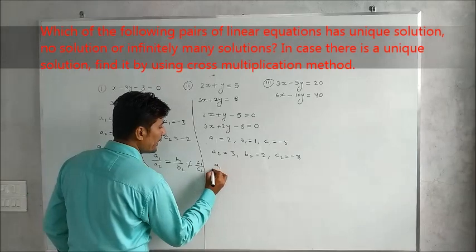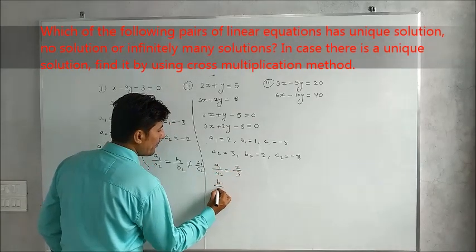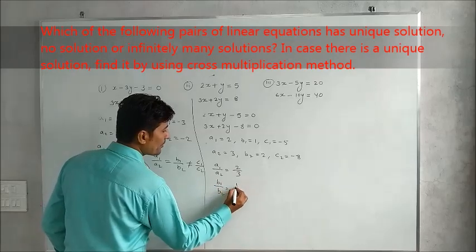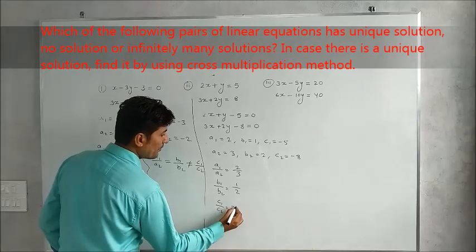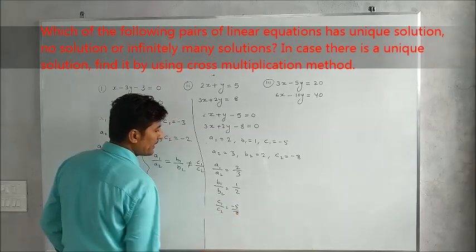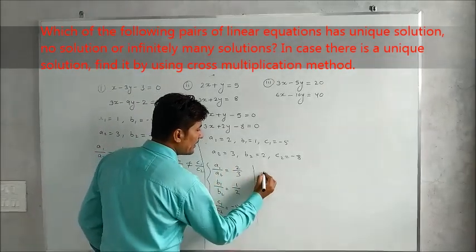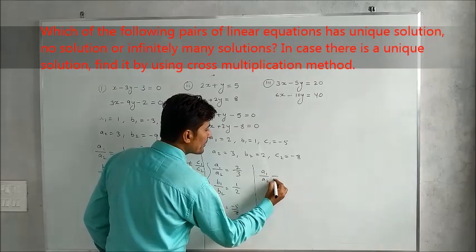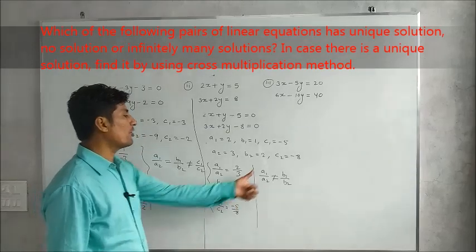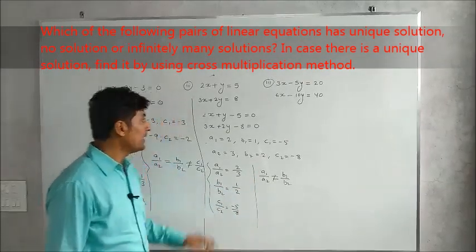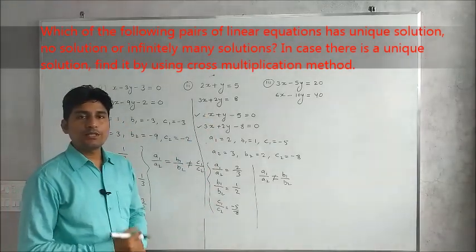Now we will find the ratio of a1 upon a2. That will be equal to 2 upon 3. b1 upon b2 will be equal to 1 upon 2. c1 upon c2 equals minus 5 upon minus 8. So from these three ratios, we can easily say that a1 upon a2 is not equal to b1 upon b2. Since the ratio of a1 upon a2 is not equal to b1 upon b2, that's why this pair of linear equations will have a unique solution.